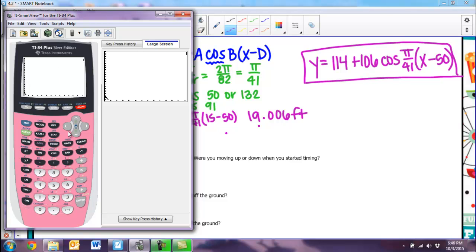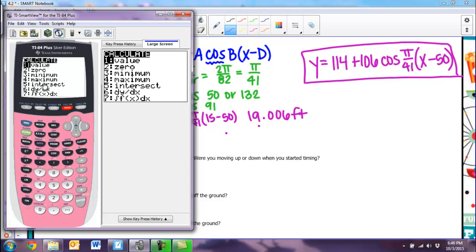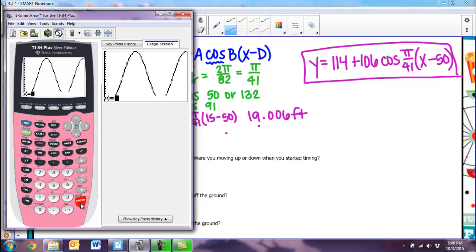So then when I graph this, there's my beautiful sinusoidal wave. And so if you wanted to find a specific x value in here, if you went to second trace or second calc and you said, I want to find a value, you would just type in, I want to know what it is when x is 75. And check it out. It's the same answer I got before, 78.170. Okay, and then I can look at it and I can do interesting things like 5 minutes.